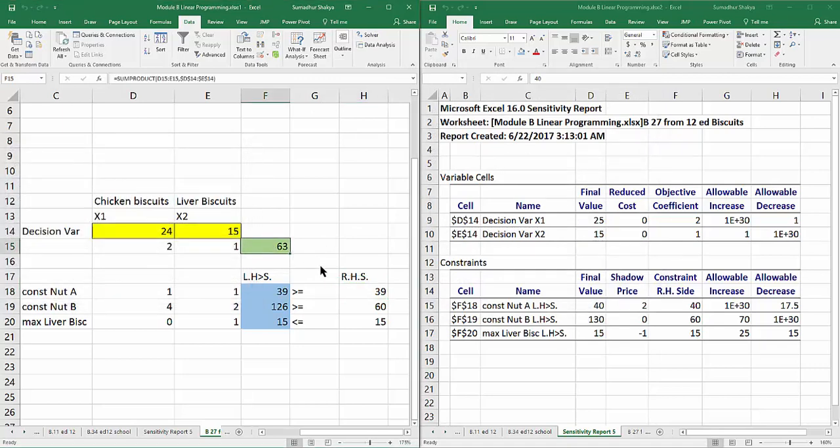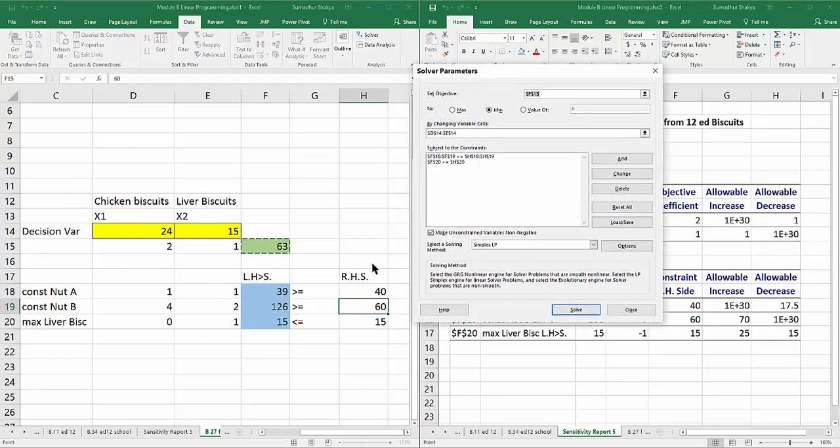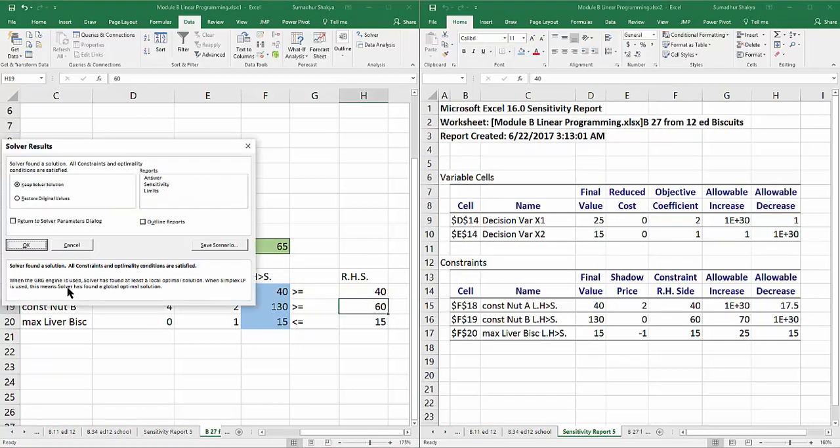Okay, so I'm going to bring it back to 40 and then solve it again. We'll come back to 65 again. Okay, so hit solve and keep solver solutions.